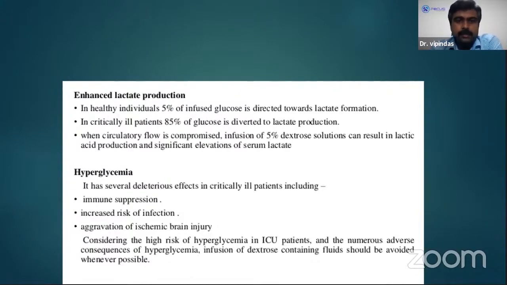In a healthy individual, 5% of the infused glucose is directed towards lactate formation. But in a critically ill patient, 85% of glucose is diverted into lactate production. So when circulatory flow is compromised, infusion of 5% dextrose solution can result in acid production and significant elevation of serum lactate. So that is important. And another important aspect is it may lead to hyperglycemia.